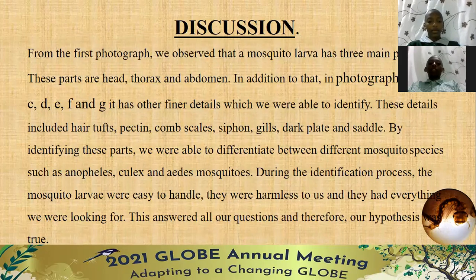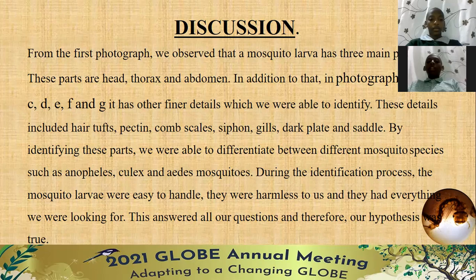Discussion. From the first photograph, we observed that a mosquito larva has three main parts. These parts are head, thorax, and abdomen. In addition to that, in photographs A, B, C, D, E, F, and G, it has other finer details which we were able to identify. These details included hair tufts, pectin, comb scales, siphon, gills, dark plate, and saddle.